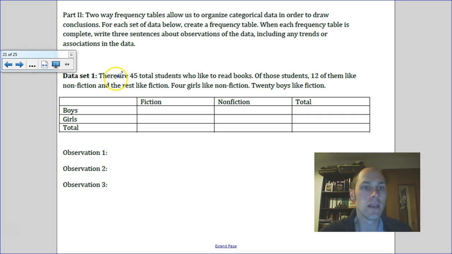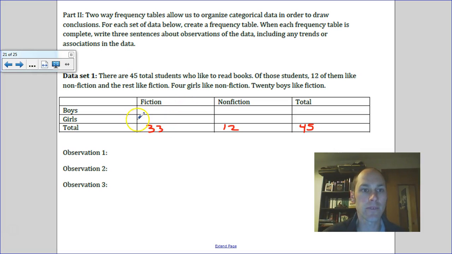So it says there are 45 total students who like to read books. So that would be our total surveyed. And it says that of these students, 12 of them like nonfiction, so a total of 12 for nonfiction. That would mean that there are 33 that prefer fiction.